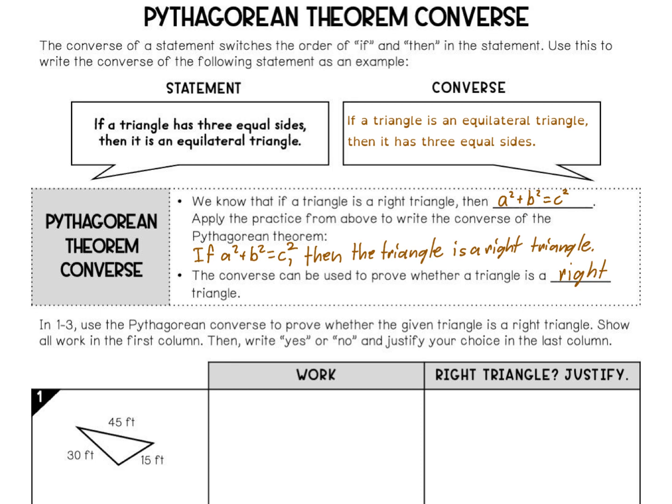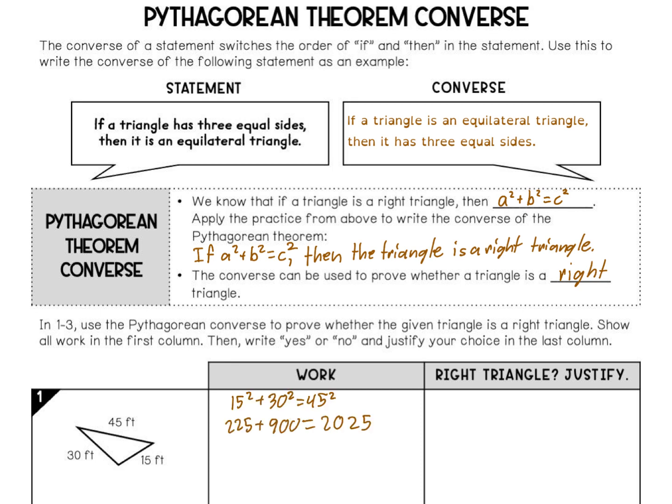Let's try some examples. In numbers 1 through 3, use Pythagorean converse to prove whether the given triangle is a right triangle. Show all work in the first column, then write yes or no and justify your choice in the last column. For the first triangle, we have 15 feet, 30 feet, and 45 feet as our side lengths. We are going to plug these three values into the Pythagorean theorem with the longest side length, 45 feet, being c. Next, we need to decide if this statement is true.